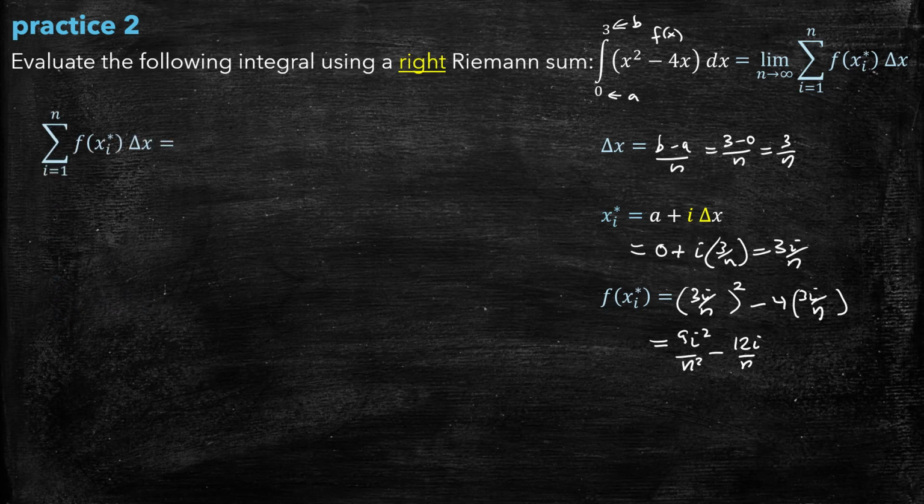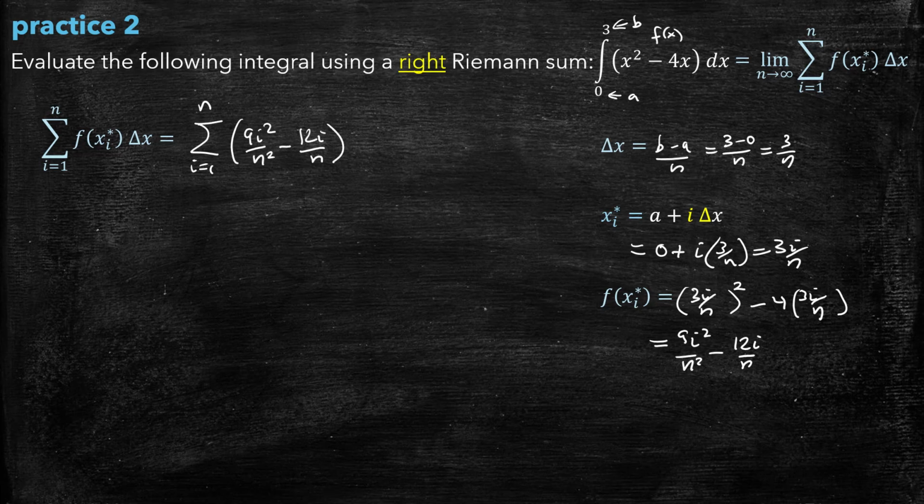So now we are going to evaluate the Riemann sum. Not evaluate, but write an expression for it. So we have the sum from i equals 1 to n of f of xi star. So that's 9i squared over n squared minus 12i over n. So that takes care of this. And then we have to multiply it by delta x, which is 3 over n. And because the 3 over n doesn't have an i in it, we can actually take that outside the summation sign. So I'm going to take that 3 over n and park it outside here.